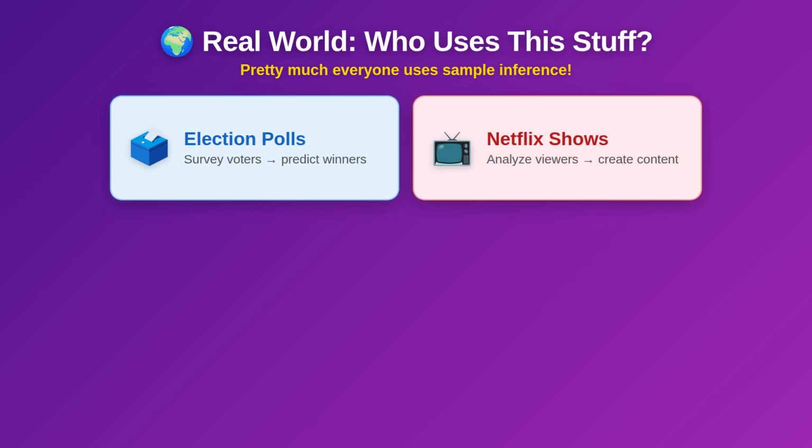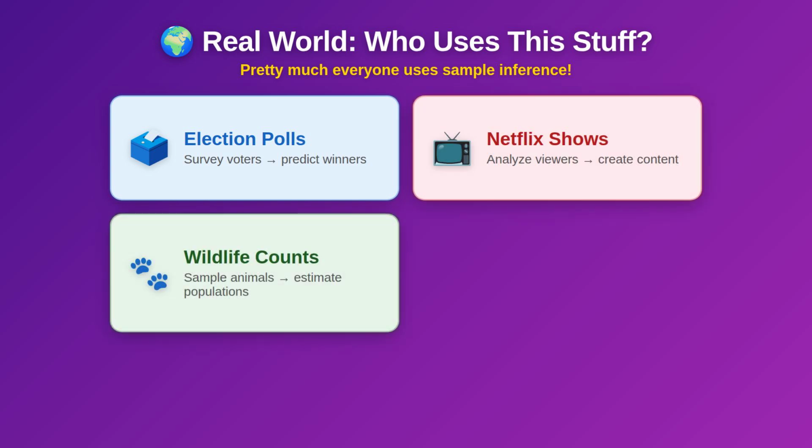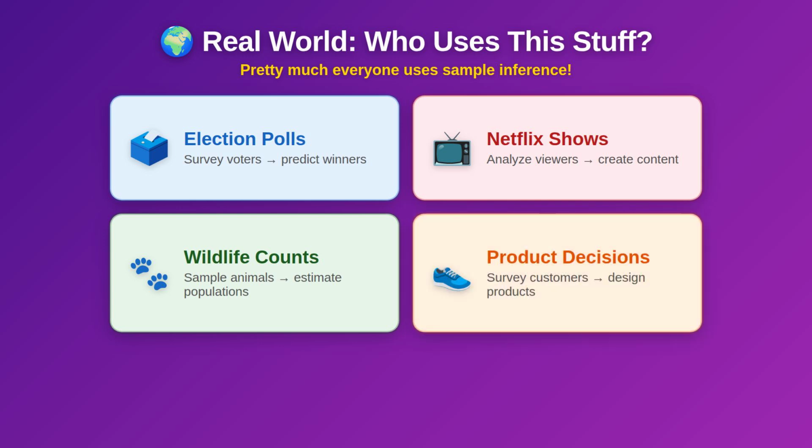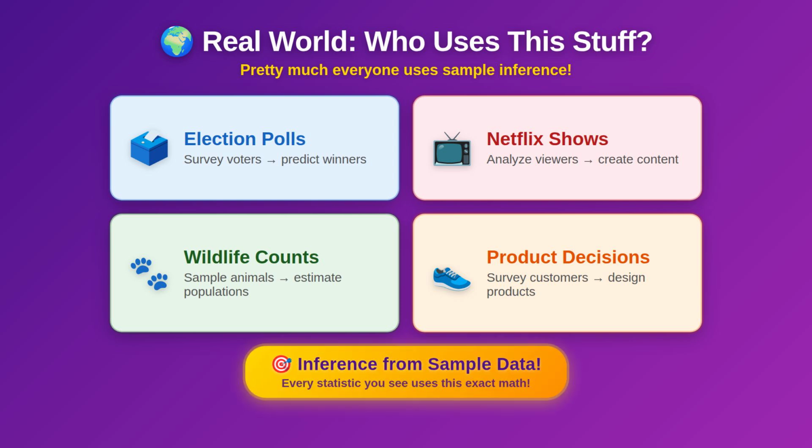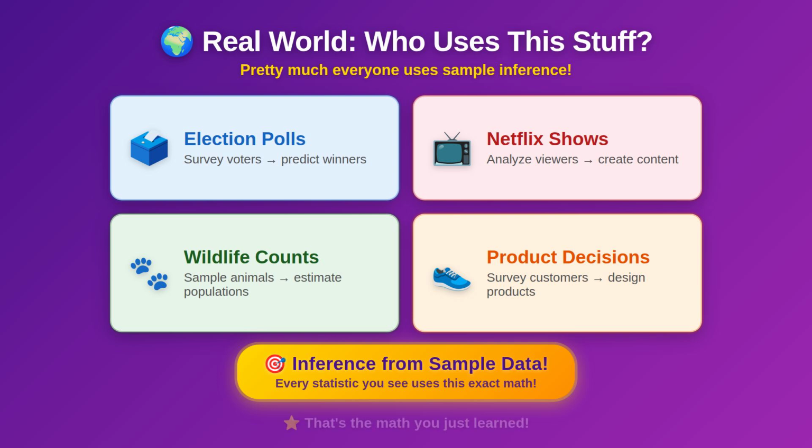You might be thinking, okay, this is cool math, but who actually uses it in real life? The answer, pretty much everyone. Election pollsters survey a sample of voters to predict who will win an election. Netflix analyzes a sample of viewers to decide which new shows to create. Scientists survey samples of animals to estimate population sizes in the wild. Even your favorite sneaker company surveys a sample of customers to decide which shoe colors to make next.